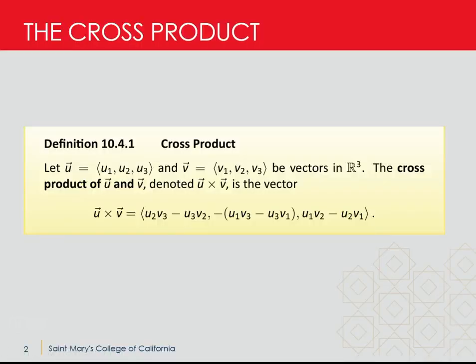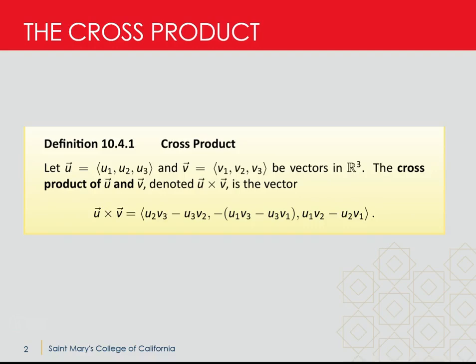We're going to have two vectors, and now these vectors are going to be in R3. Good point, we're taking 3D vectors now. So u and v are vectors in R3. The cross product of u and v, denoted with that multiply sign, is given by a vector. As a quick note, the dot product that we did previously gave us a scalar. The cross product gives us a vector.